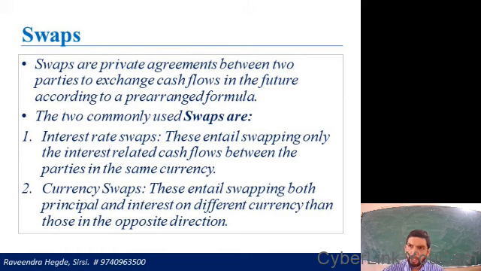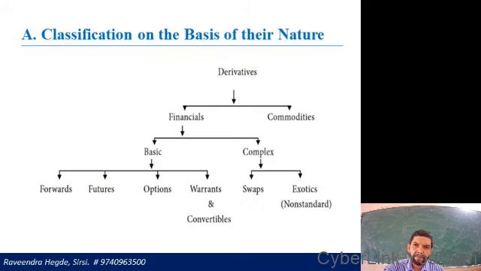So friends, in a nutshell, let us recollect. The derivatives are classified as financials and commodities. Financial derivatives are again classified into basics and complex. Basic financial derivatives can be classified as forwards, futures, options, and warrants and convertibles. Complex financial derivatives can be classified as swaps and exotics. So this is the classification done on the basis of their nature.